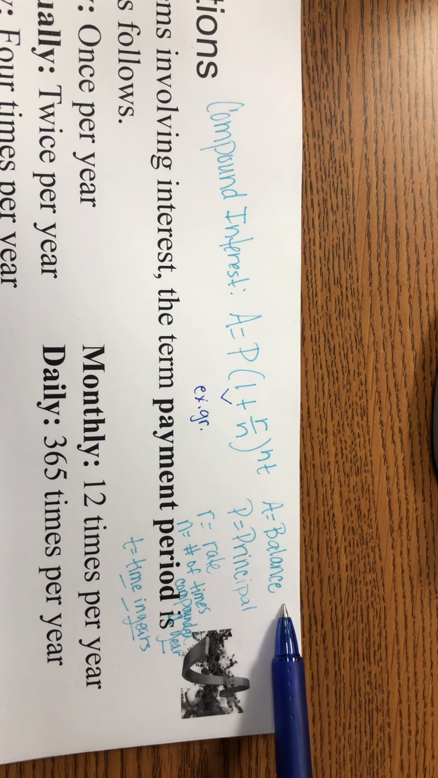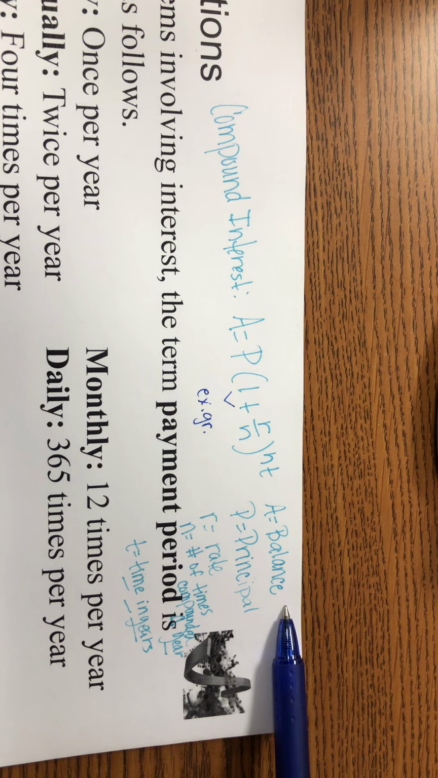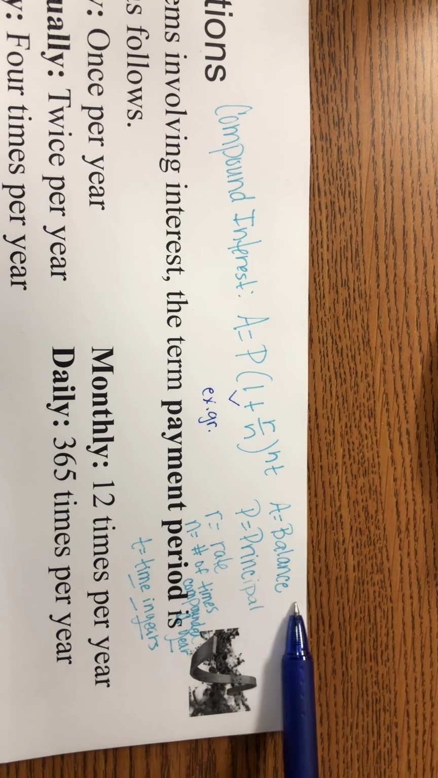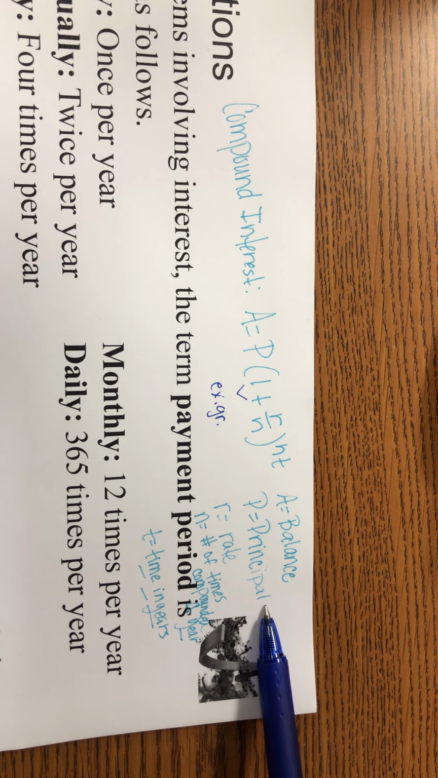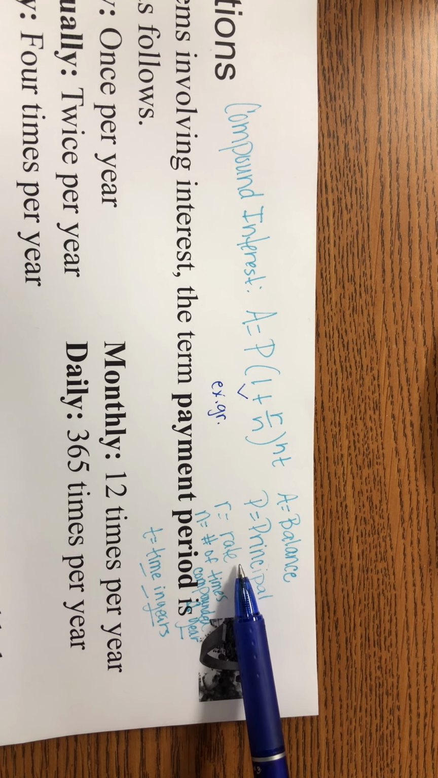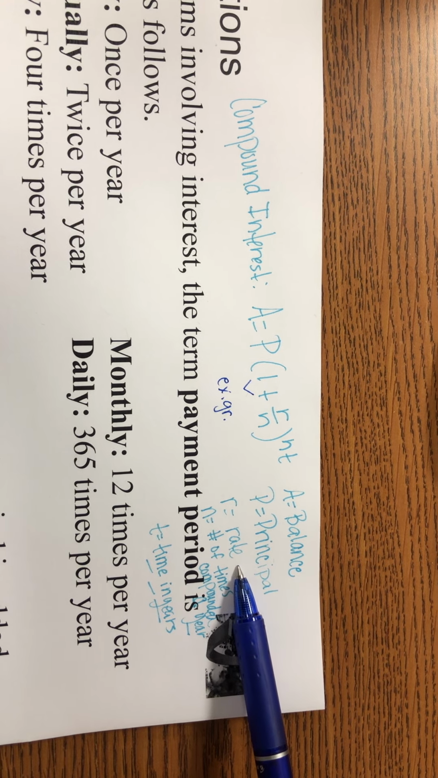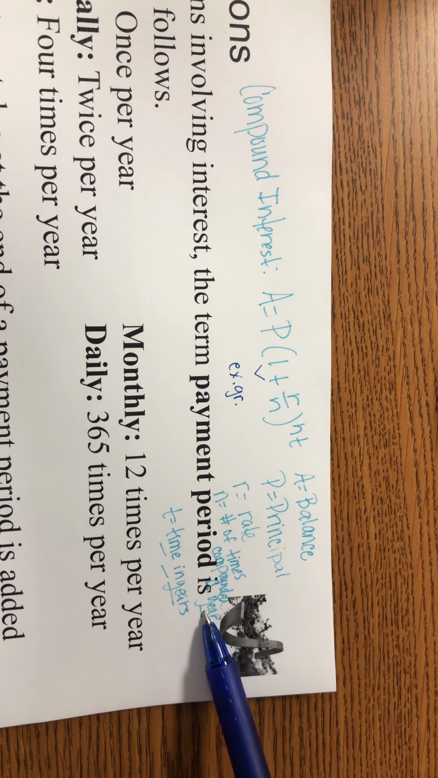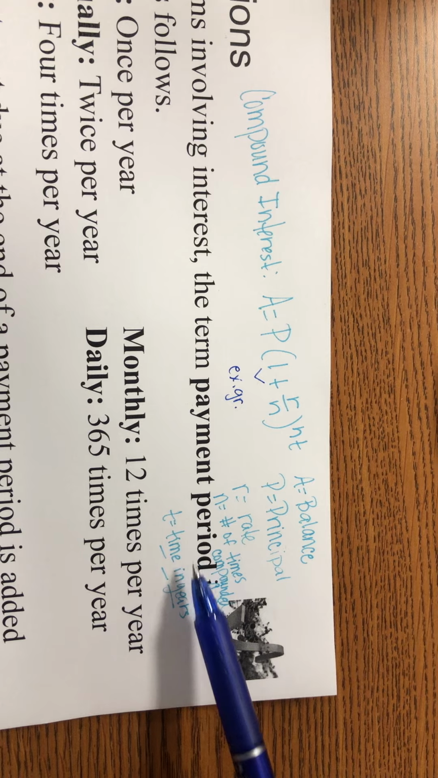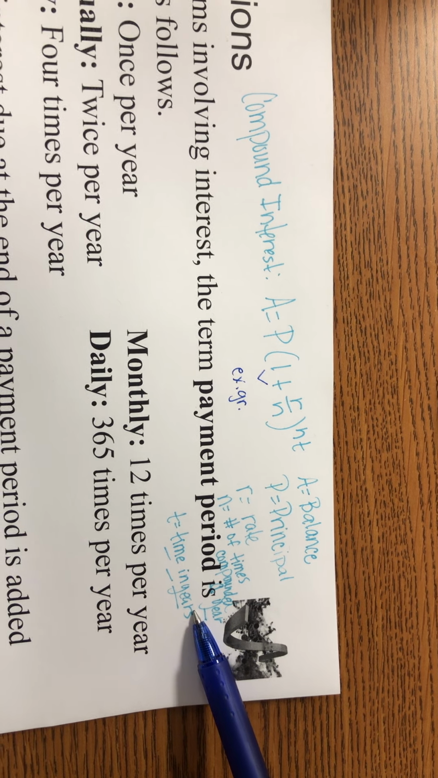Okay, so A, that's your total amount. That's the principal plus the interest all together. P is the principal. That's what you start with, how much you put in, etc. R is your interest rate as a percentage. N is the number of times you compound per year. And then T is your time in years.